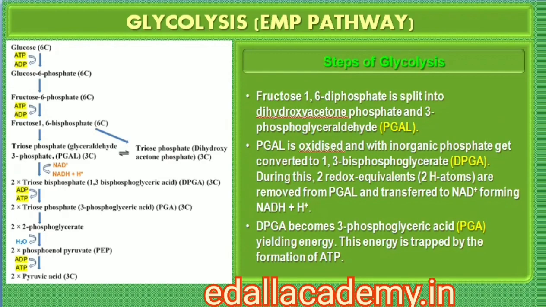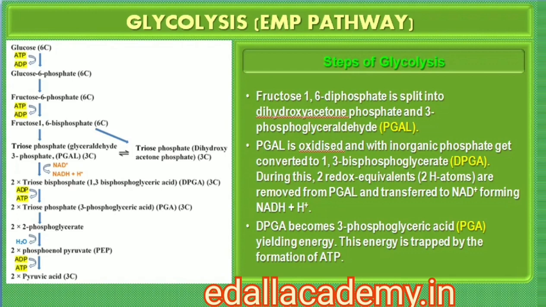We find that there is one step where NADH plus H plus is formed from NAD plus. This is when 3-phosphoglyceraldehyde, PGAL, is converted to 1,3-bisphosphoglycerate, BPGA. Two redox equivalents are removed, in the form of two hydrogen atoms, from PGAL and transferred to a molecule of NAD+. PGAL is oxidized with inorganic phosphate to get converted into BPGA.